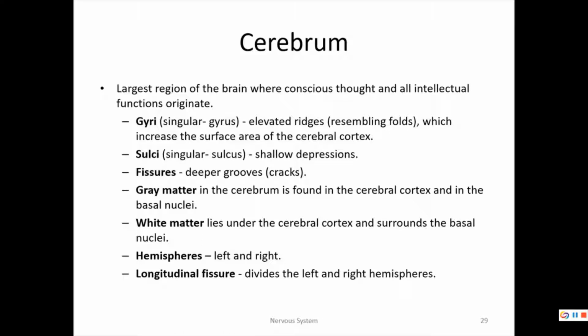The hemispheres of the brain, there are two. There's a left hemisphere of the cerebrum and a right hemisphere of the cerebrum. And separating the left and right hemispheres of the cerebrum is a longitudinal fissure.